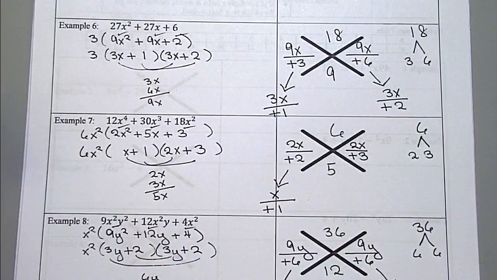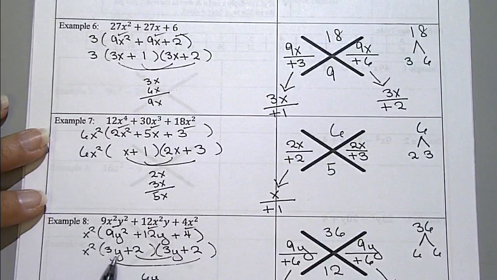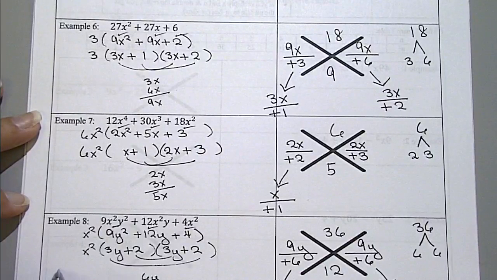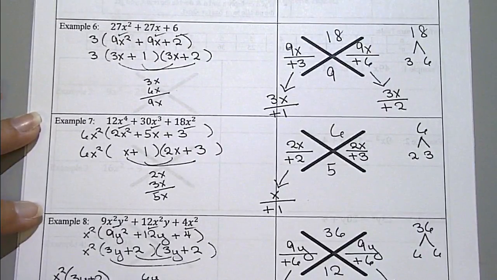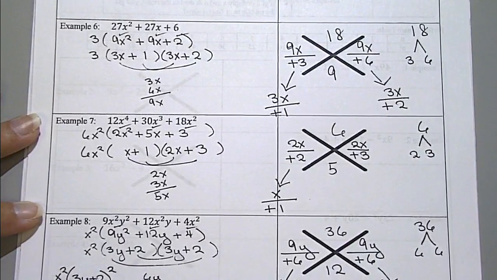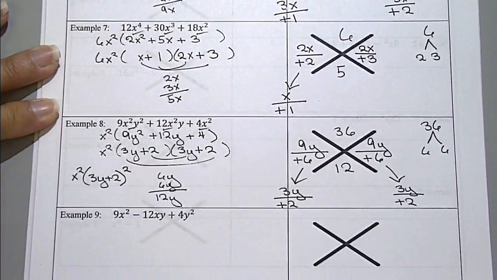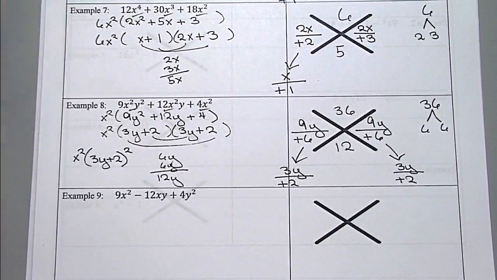But look at this and tell me, do you see another way to write it? How else could this be written besides x squared times 3y plus 2 times 3y plus 2? What would you do? Yeah, power 2, square it, right? So I got x squared times these. This factor was written twice, right? That's another way to write it. Much clearer that way, actually.